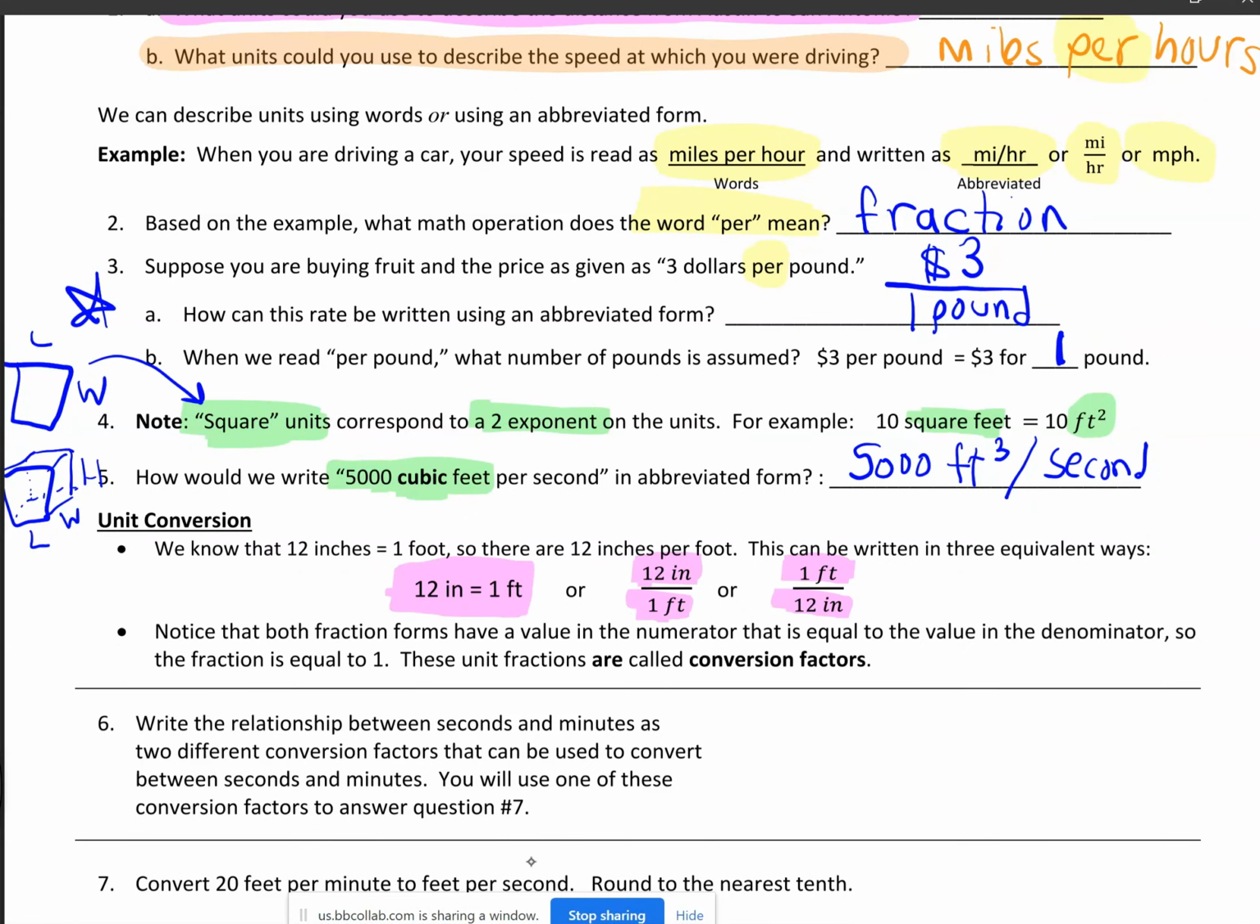Question number 6 is asking you to write a relationship between seconds and minutes. With time, I put some time information in the table, but a lot of the time information, they just expect you to know. So what do you know about seconds and minutes? 1 minute equals how many seconds?